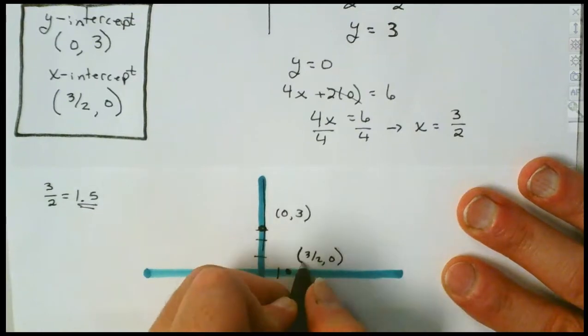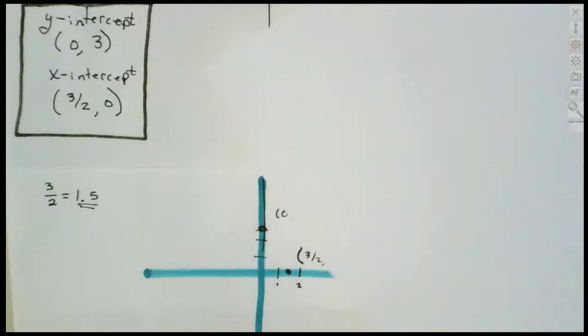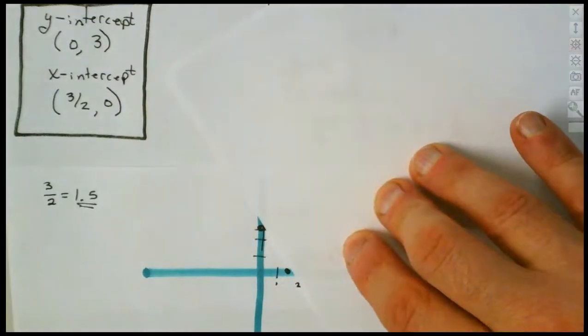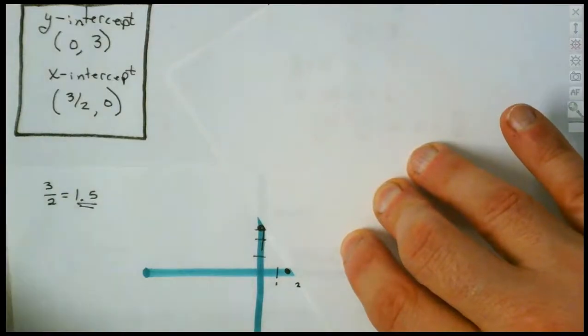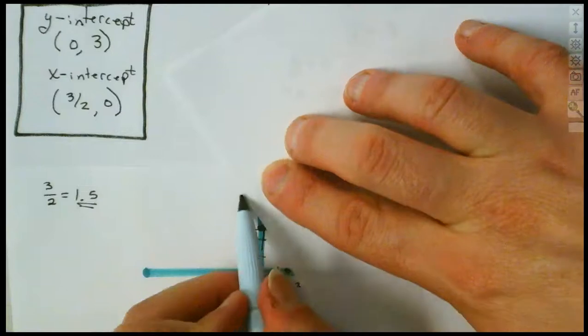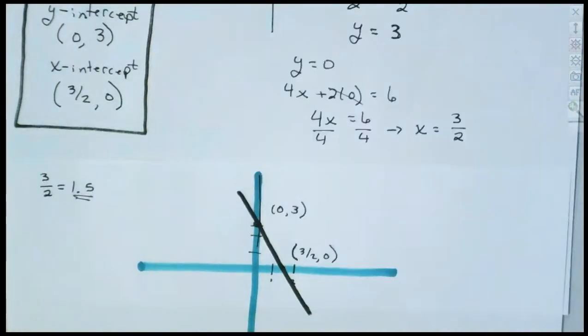So if you have a fraction, how do you graph that? You just turn that fraction into a decimal. It'll be an easy one to graph. And you just say, well, 1.5 is in between 1 and 2. So I just put it there. Now we've got our two different points. We can now connect them together. And that graphs our line. So there's our line.